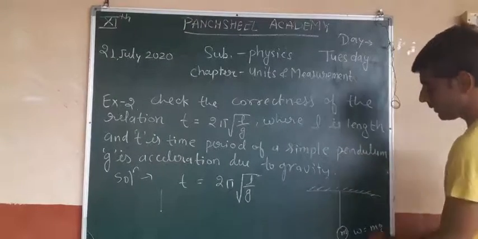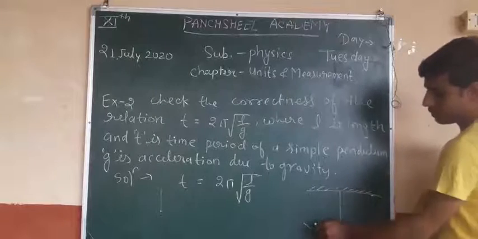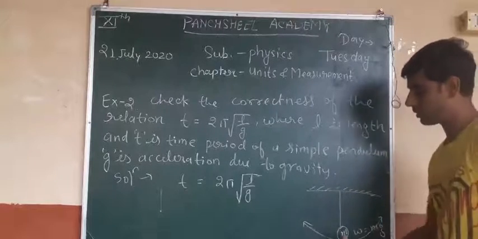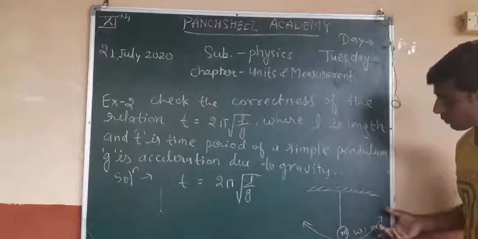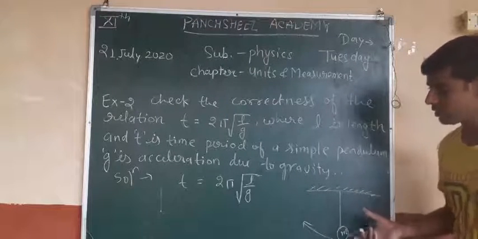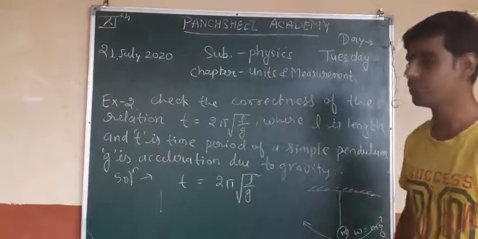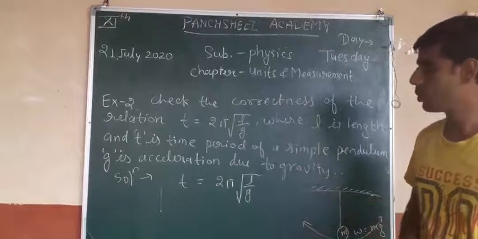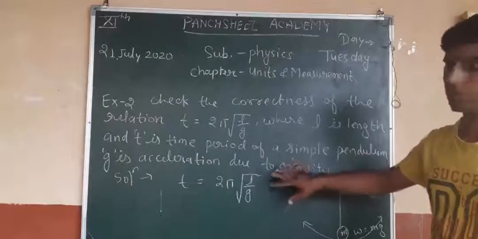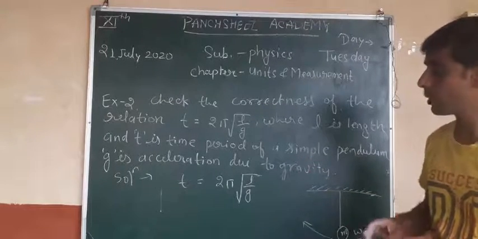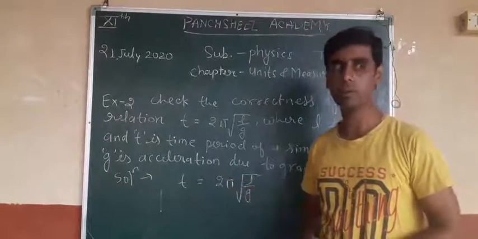If this pendulum oscillates to and fro, this is the oscillation of the pendulum. So for one complete oscillation, the time period is T equal to 2 pi under root L by g. We want to check whether this equation is correct or not. First of all, you have to check the dimensions of the given quantities on both sides.